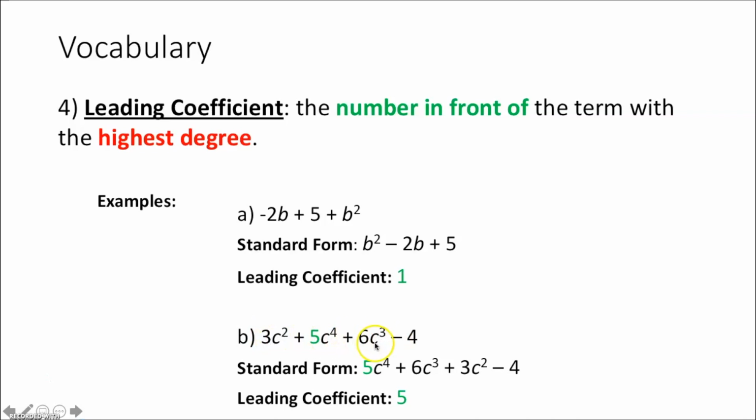Here, if I want to put this in standard form, we go from greatest degree to least degree. So 5c to the 4th plus 6c to the 3rd plus 3c squared minus 4. Greatest degree to least degree. Now, what's the number in front of our term with the greatest degree? That's this 5. That's why our leading coefficient is 5.